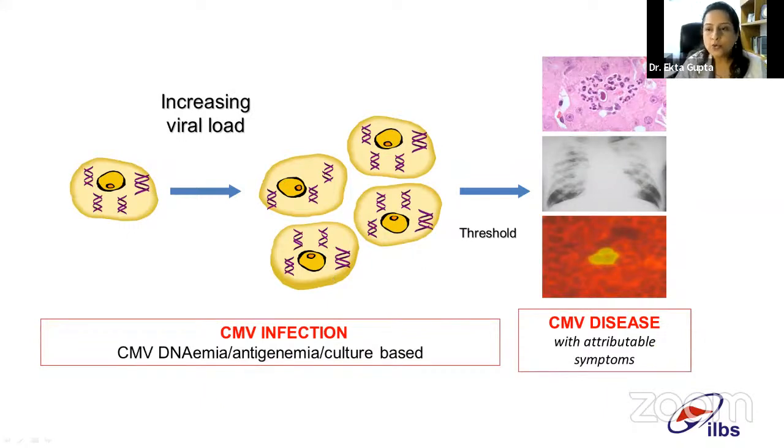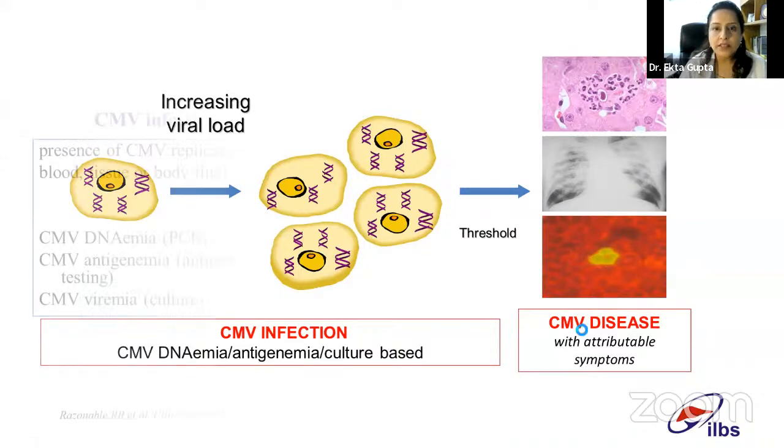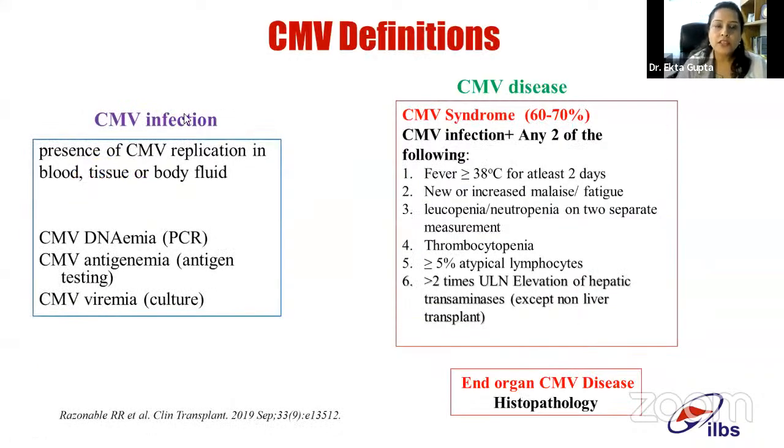It has got nothing to do with the disease, but once it crosses a certain threshold, it starts giving you signs and symptoms, which can be very minor, like fever, thrombocytopenia, or tissue invasive disease. We start calling it CMV disease. We have a few definitions. CMV infection is just the presence of replication, which could be DNA or antigenemia. Disease can be divided into two groups. CMV syndrome, which 60 to 70% of the time is where you have non-specific symptoms like fever, malaise, fatigue.